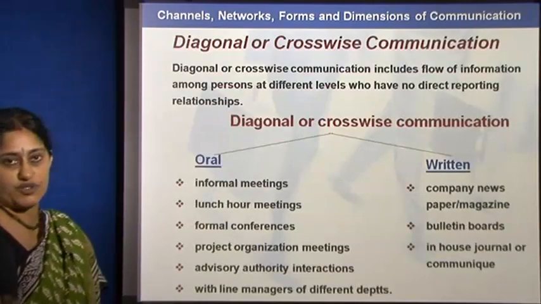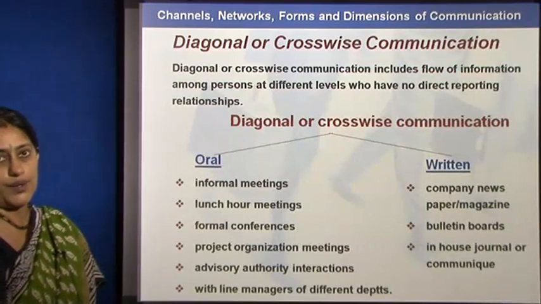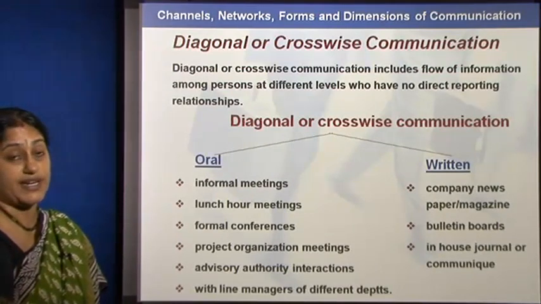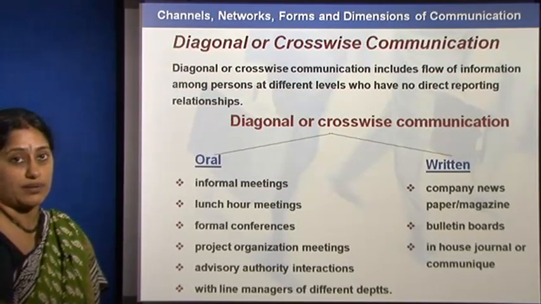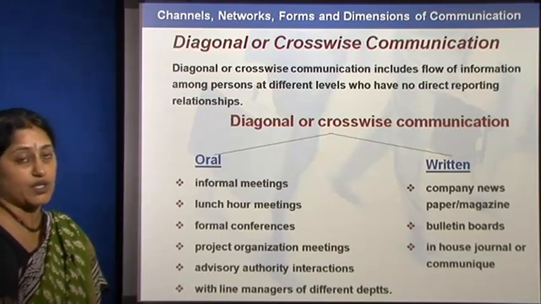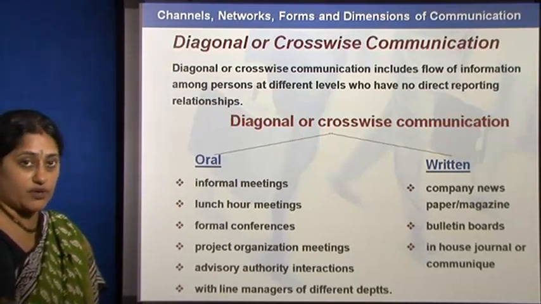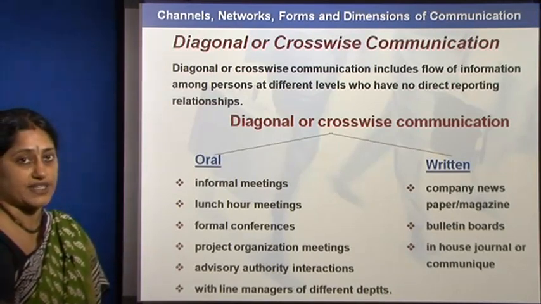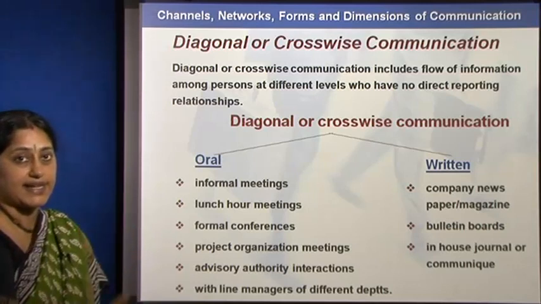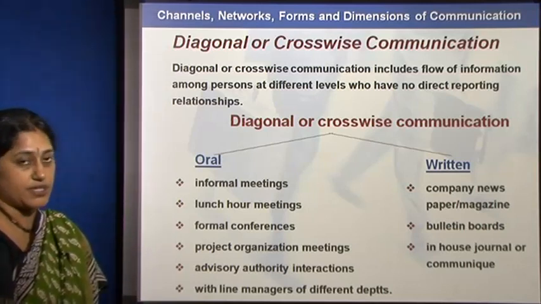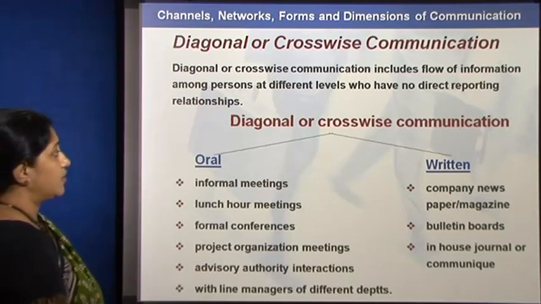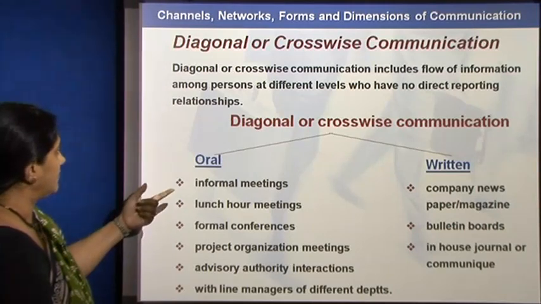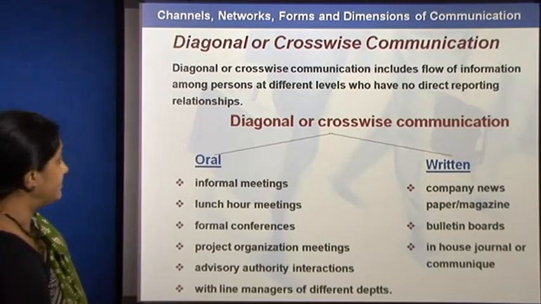Diagonal or crosswise communication, where the human resource department or the training department needs to communicate with one and all. It communicates with the top and to the lowermost in order to convey or in order to get information so that it can do the training well, and the training needs to be effective. So information gathering can happen from various levels. This could be a typical example of diagonal crosswise communication, and it happens through oral and written.